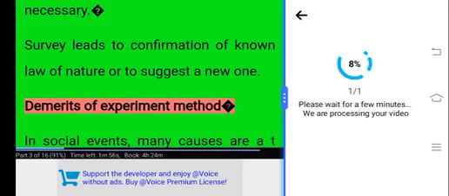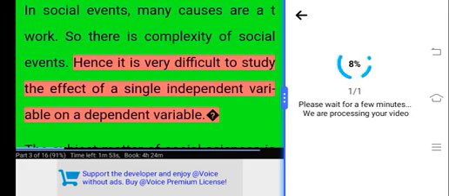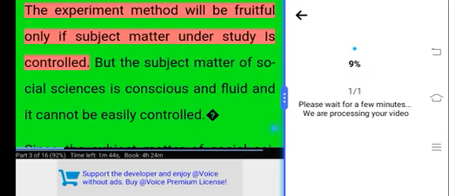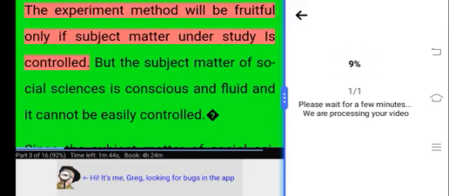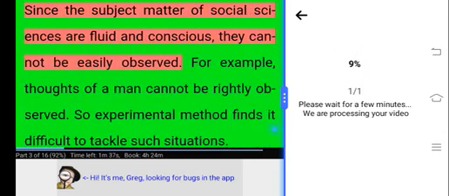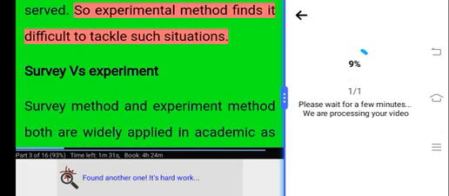Demerits of experiment method. In social events, many causes are at work, so there is complexity of social events. Hence it is very difficult to study the effect of a single independent variable on a dependent variable. The subject matter of social sciences is so heterogeneous that it is very difficult to apply experimentation method in social sciences. The experiment method will be fruitful only if subject matter under study is controlled. But the subject matter of social sciences is conscious and fluid and it cannot be easily controlled. Since the subject matter of social sciences are fluid and conscious, they cannot be easily observed. For example, thoughts of a man cannot be rightly observed. So experimental method finds it difficult to tackle such situations.